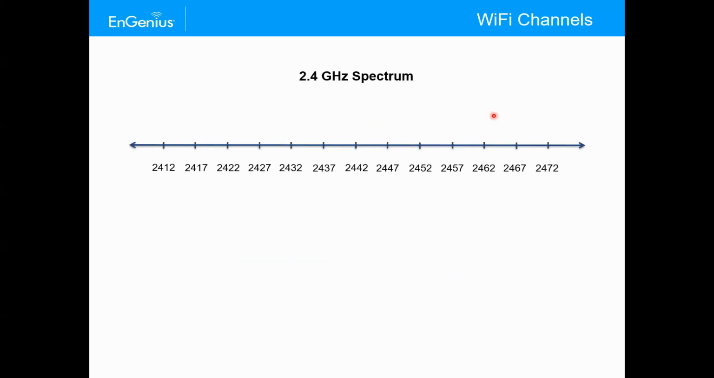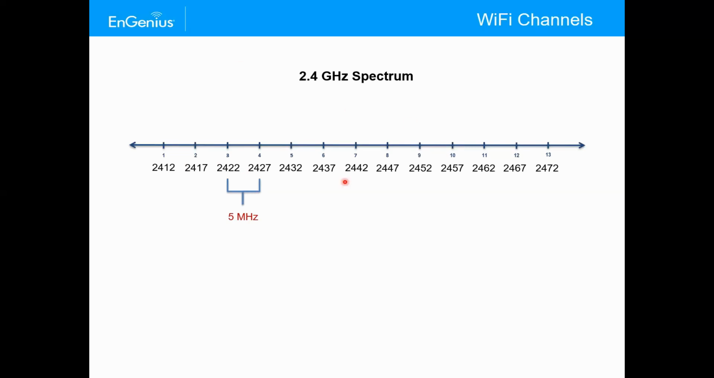Now, if we look at the 2.4 gigahertz spectrum, it actually spans from 2,400 megahertz up to 2,484. And each of those frequencies has a certain channel tag to it. For example, channel 1 is 2,412 megahertz, and then channel 2 is 2,417, and so on and so forth. If you notice, the difference between these frequencies is 5 megahertz. Now, this is important to separate these channels to avoid interference, and later on I'll talk about what interference is.